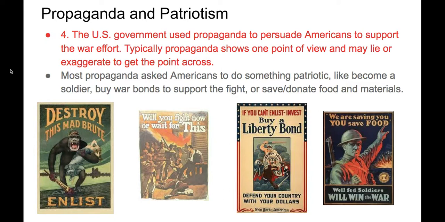So look at these pictures. What do you see? What do you notice? What do you think they're trying to get you to do? I'll give you a second to look at them and figure that out. What are they trying to get you to do or think?